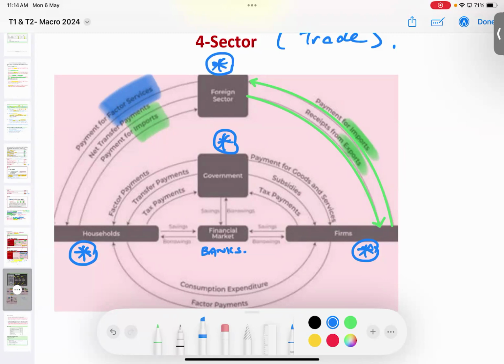Then what we call net transfer payments. So there could be net transfer payments coming in as well. So you can see here, this one, payment of factor income, and also net transfer payments. So when trade is involved, apart from buying imports and exports, sometimes there could be other payments as well, like payment of factor services and transfer payments coming in from other countries. So it's just to show you the flow of income when other countries are involved.